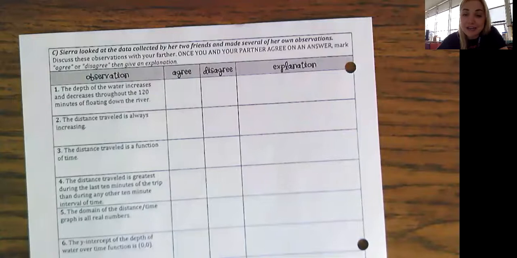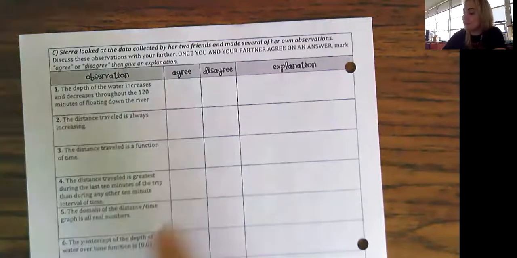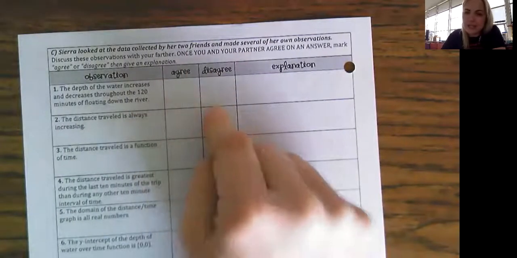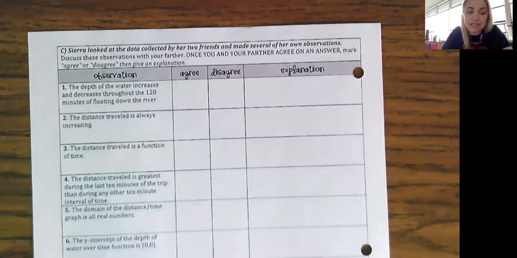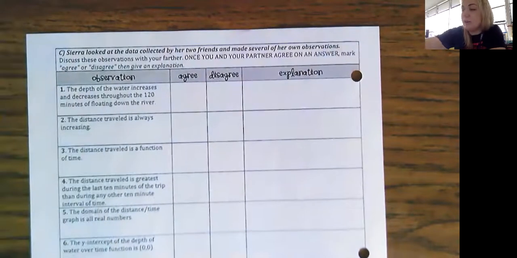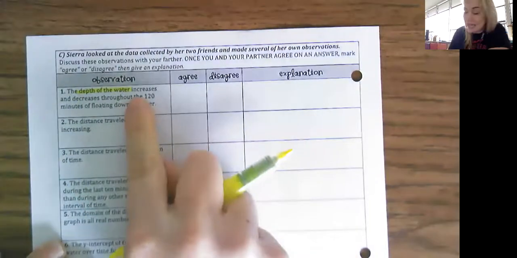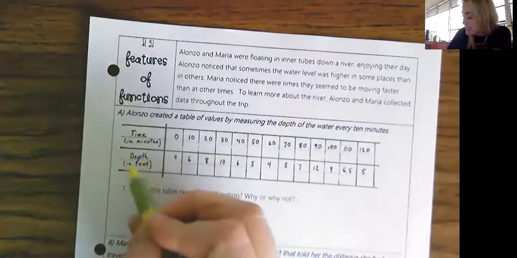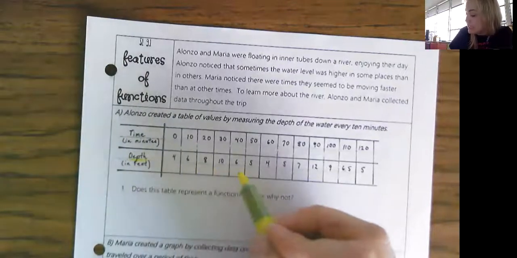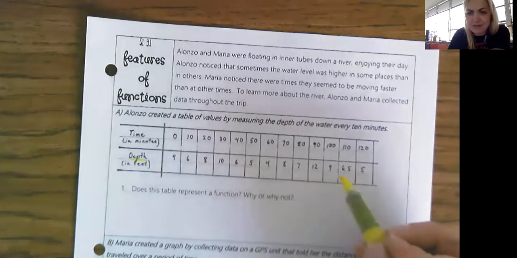But once you agree on an answer or decide on an answer, you're going to mark that you agree with it or disagree with it. And you're going to tell me why. So for example, the depth of the water increases and decreases throughout the 120 minutes of floating down the river. Now, right here, we are talking about the depth of the water. Does the depth, which one's depth? That is Alonzo. Does the depth increase and decrease throughout the time traveled?